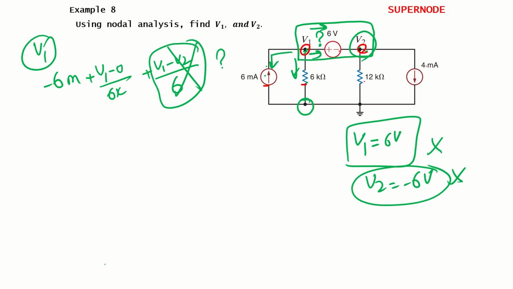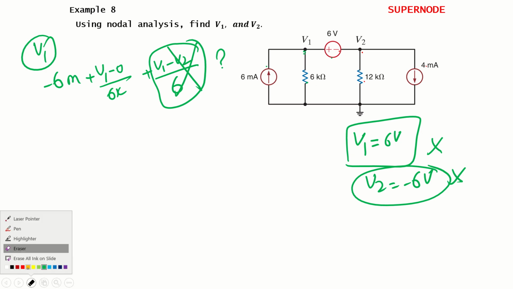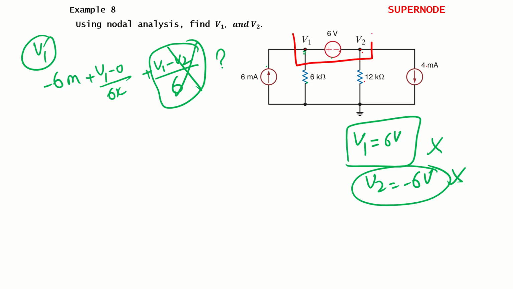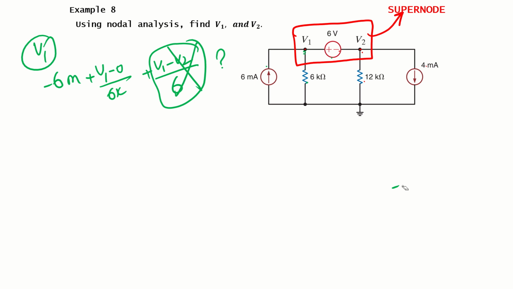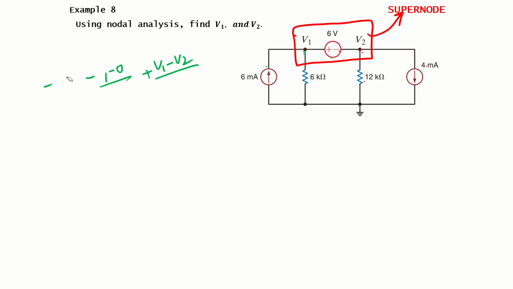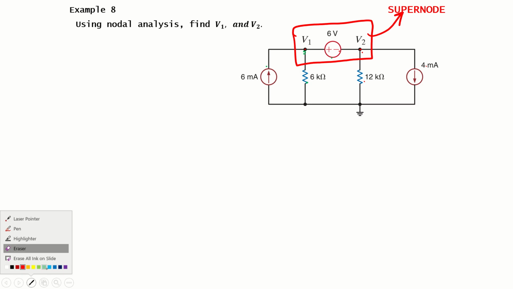So for such cases where we have an independent or dependent voltage source between two nodes, we make it a supernode. What is a supernode? We combine those two nodes together, and we call this thing our supernode. Now what is the advantage of this supernode? Let's have a look. So this equation is wrong, we cannot use it.